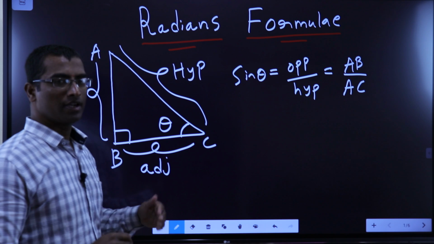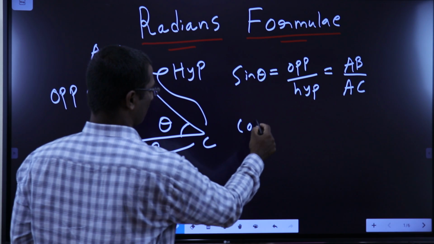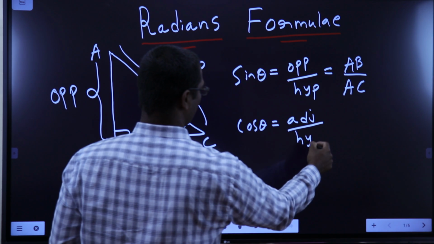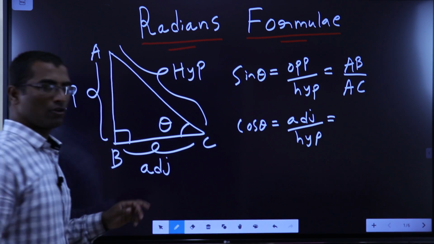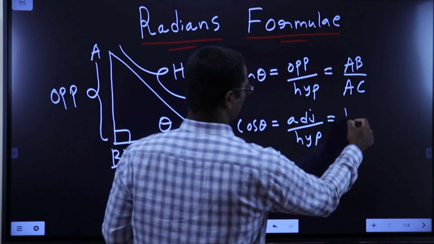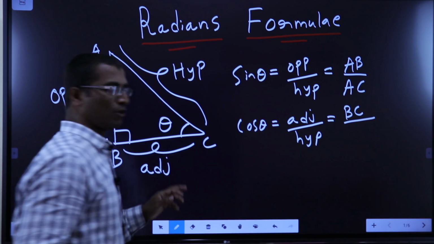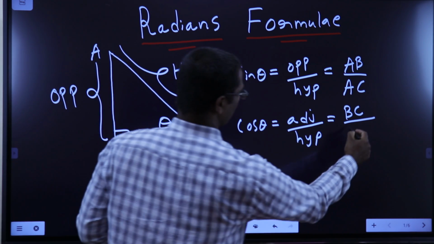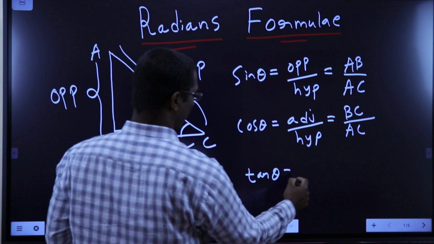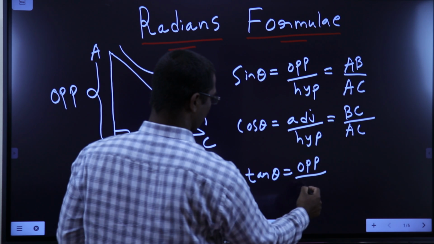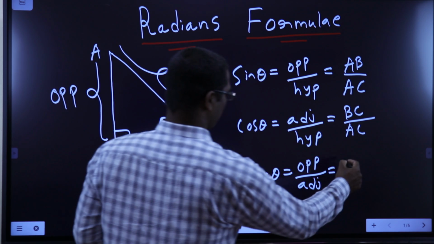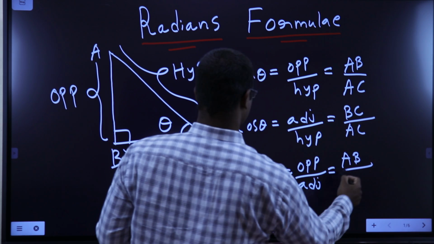Okay. Next, cos theta. Cos theta is adjacent by hypotenuse. What is adjacent in this triangle? BC. What is hypotenuse in this triangle? AC. And next is tan theta. Tan theta is opposite by adjacent. What is opposite? AB. And what is adjacent? BC.